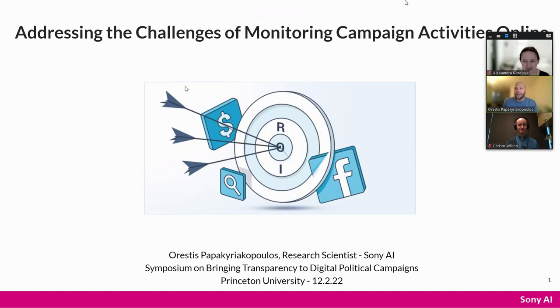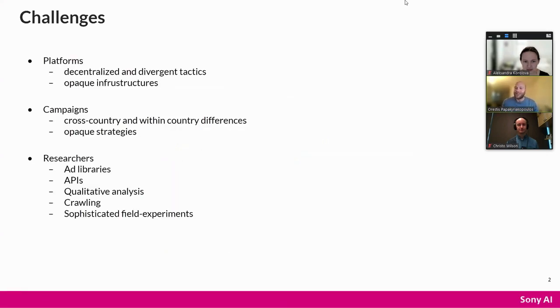Yes, I think. Before focusing on the work that I conducted at CITP together with Christelle, Mihir, and Arvind, I wanted to give an overview of challenges in how researchers can do research in the area based on my experience, both in Germany and in the US. So I think that one of the issues is that we have different platforms that have decentralized and divergent tactics. They have different policies about ads, different ways their algorithms work. We know very little about them. They are very, very opaque. But similarly, campaigns are equally opaque and all equally different.